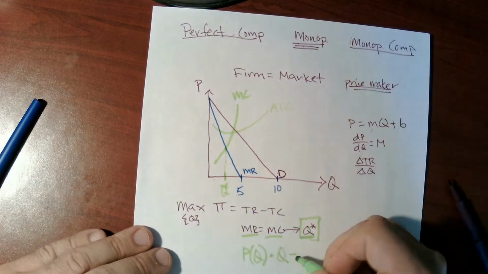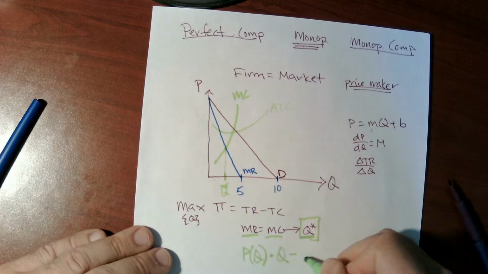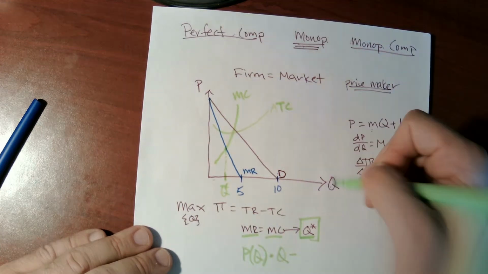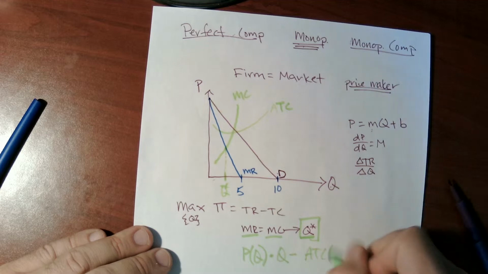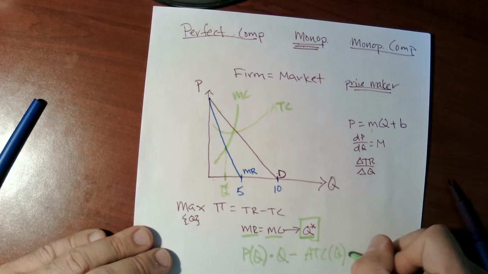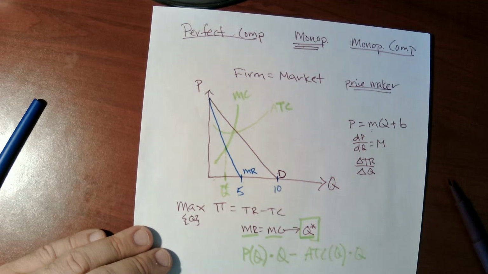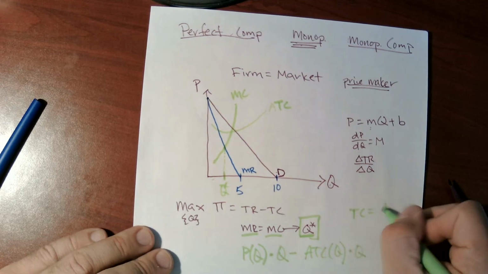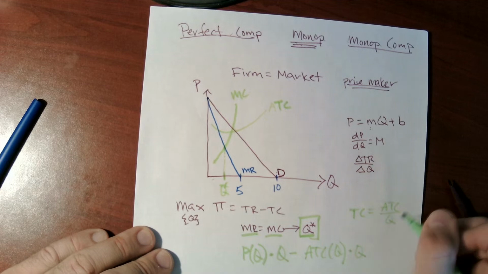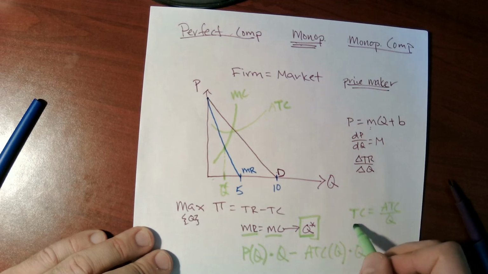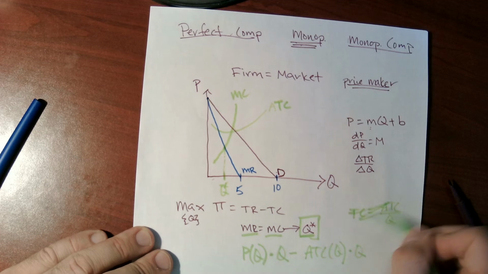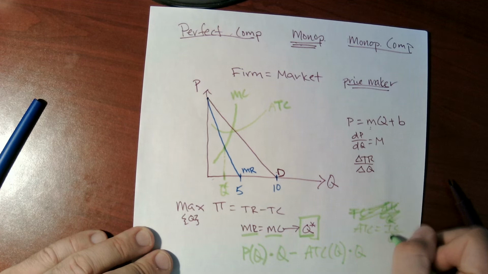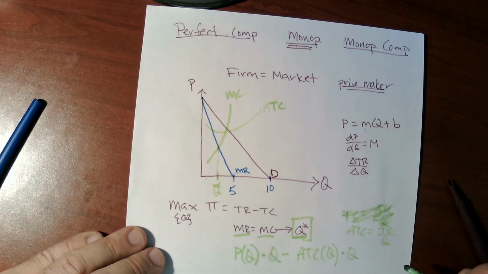Total cost is going to be average total cost, which is also a function of Q, times Q. Because remember, total cost is equal to ATC over Q. If I just multiply both sides by Q, oh, sorry, I got that wrong. ATC is equal to total cost over Q. Sorry, space out moment there.